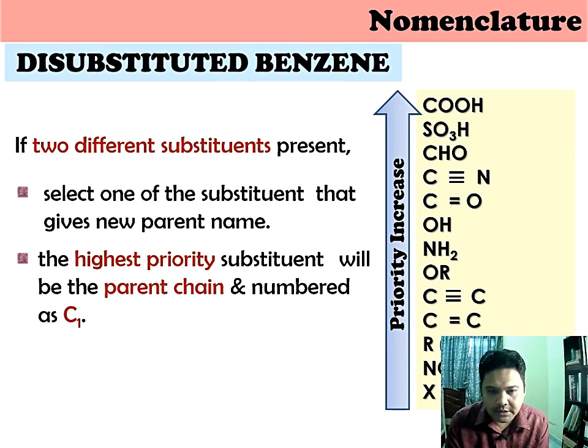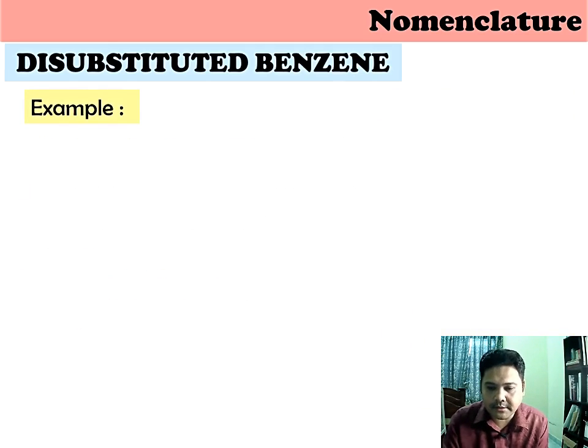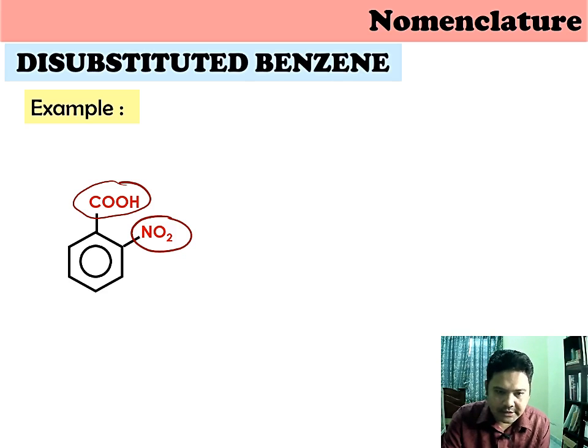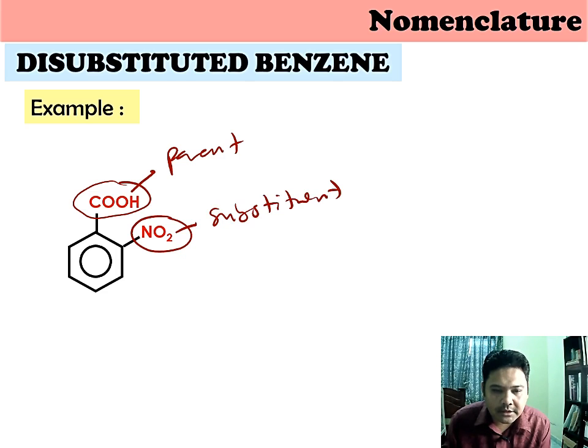If we have two different substituent groups, let us see the example. We have two different substituent groups: one is a carboxyl group and one is a nitro group. If we look at the previous table, carboxyl is the highest priority. So carboxyl will be the parent and nitro will be the substituent. Because carboxyl is the parent, carbon 1 must be numbered from the carboxyl group. So this one is carbon 1 and this one is carbon 2.